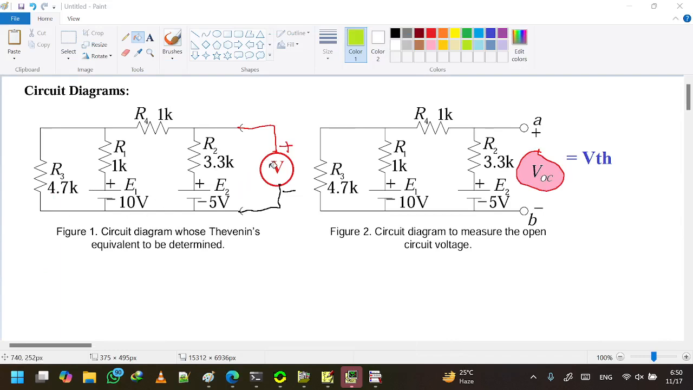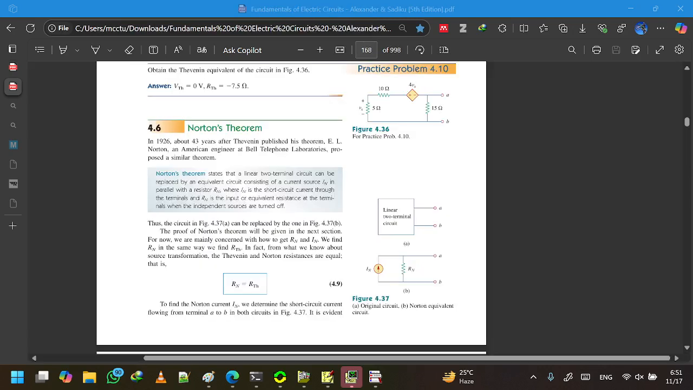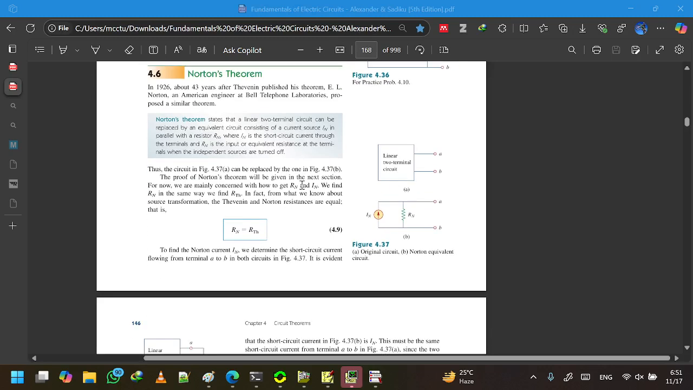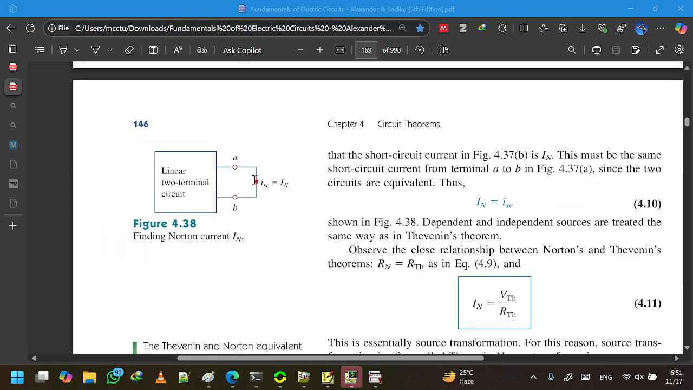So we see that the open circuit voltage can be measured with a voltmeter as shown in the figure. This open circuit voltage, or VOC, is known as the Thevenin voltage VTH. So the voltmeter reading will give us the VTH. In the lab sheet, we then have to connect a short circuit, and the short circuit current is called ISC. From source transformation and from the theory part, we know that the short circuit current ISC is also known as the Norton current, IN. So this IN can be measured with an ammeter by measuring the short circuit current.